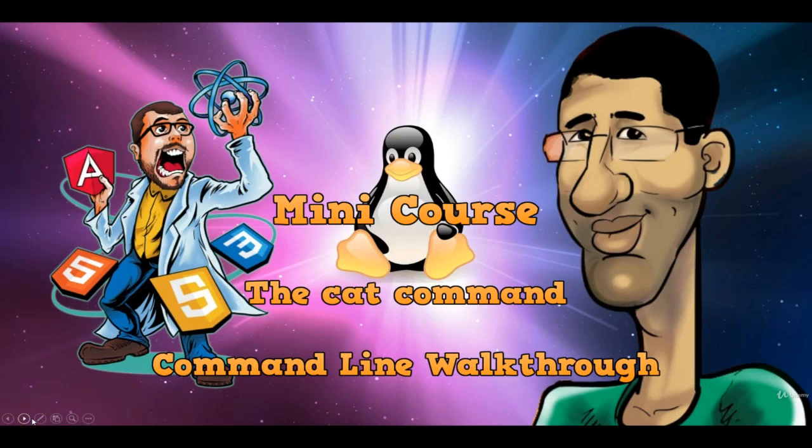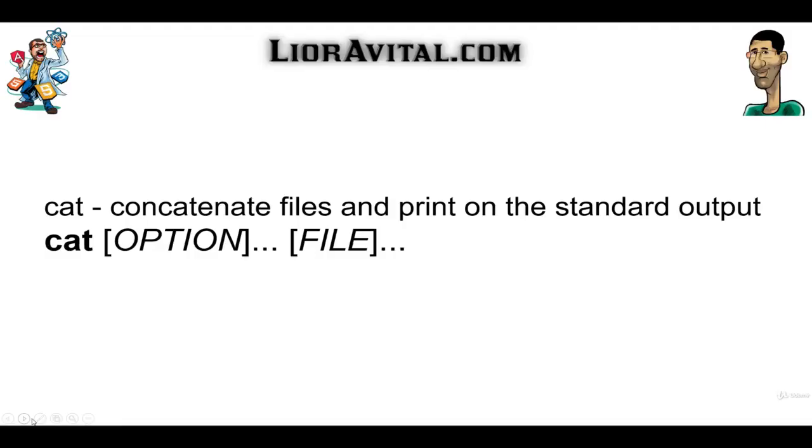Hello and welcome to command number 8 in our command line walkthrough mini course, and this command is cat, C-A-T, like cat, but it's pronounced cat. This command concatenates files and prints on the standard output. So we can just combine the input of several files and print them on the terminal screen, and we can use options and several files.